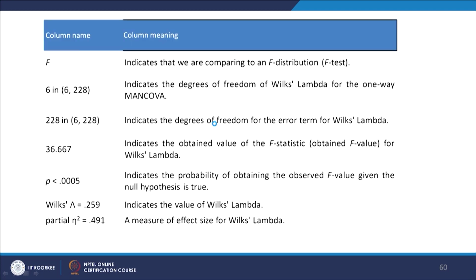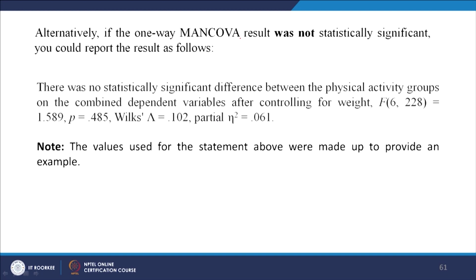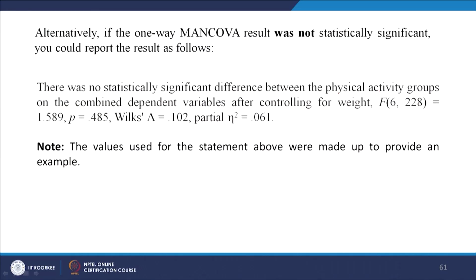So, this is how finally you see this table. If alternatively the one-way MANOVA was not significant, you could report the result as follows. Suppose sometimes it is not significant. Then you write: there was no statistically significant difference between the physical activity groups on the combined dependent variables after controlling for weight, F is equal to this much, p is this much, Wilks' lambda is this much and eta square. So, you have got that. This is my final.